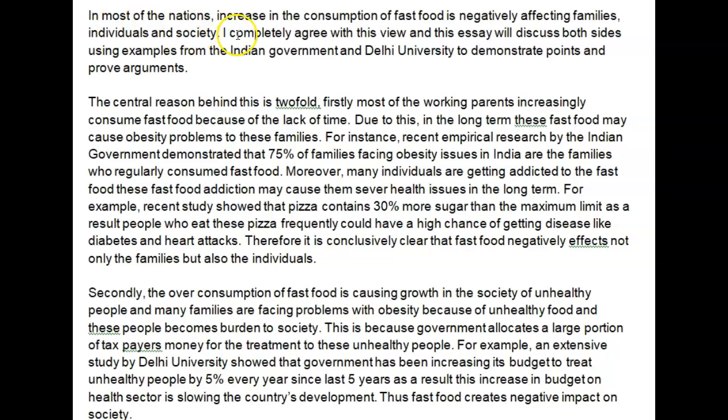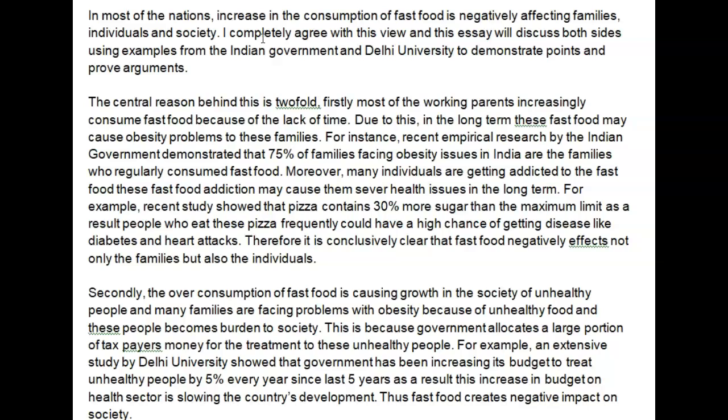You just presented it as fact. And so for you then to say that you agree with this view seems rather odd to me. What would make a lot more sense is if you had said, in most nations, it is widely believed that the increase in the consumption, et cetera, et cetera. And so, since it's something widely believed, it's not something that you're presenting just as fact, you can then say, I completely agree with this view. Okay, so that makes sense then.